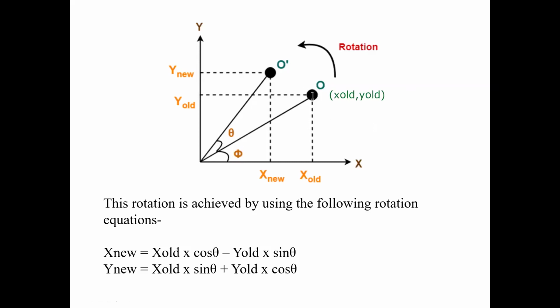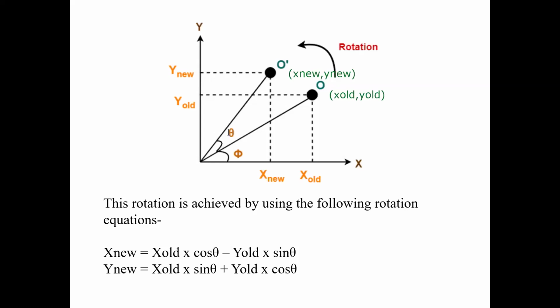Now I'm going to rotate this object from here to there. Whenever I rotate the object, the new coordinate values I receive, I'm going to name as x new and y new. So the new coordinate values will be x new comma y new, and whatever angle it has been rotated, that angle value is taken as theta.